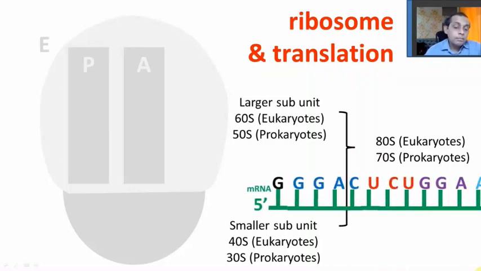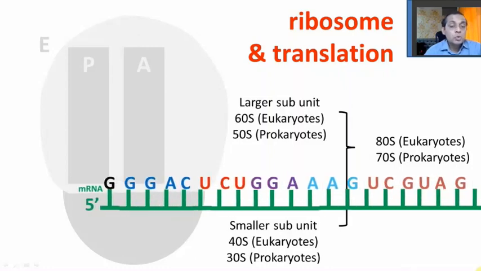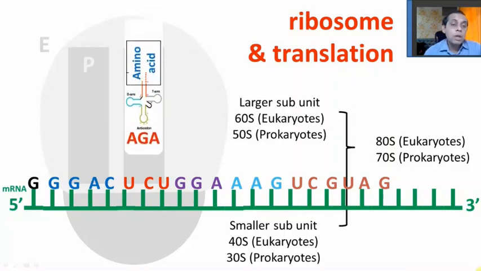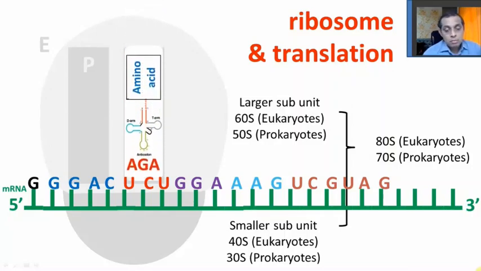Now mRNA is supposed to bind to the smaller subunit. Remember that. And the tRNAs are supposed to bind to the larger subunit in this manner. They will always enter from the A site. But there are some exceptions we will discuss later. So remember, the smaller subunit is for binding of mRNA and the larger subunit is for the tRNA. What you see in the diagram is a tRNA having a specific anticodon and a specific amino acid.